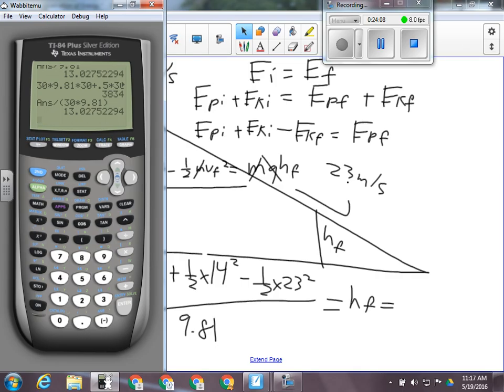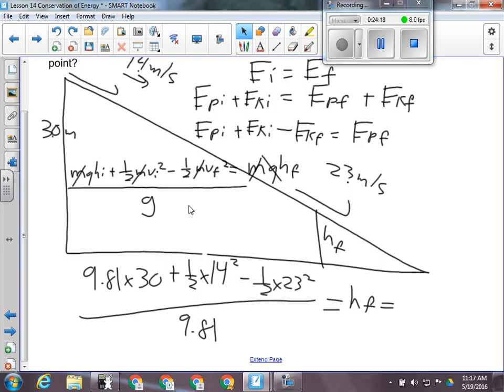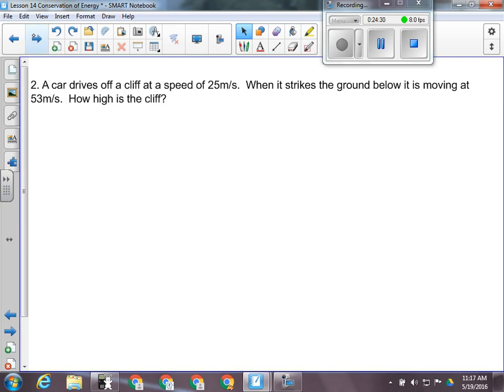But you can only cancel out mass if every term that you're using has mass in it. So up here, every term I was using was multiplied by m. There isn't going to be a situation like that I can think of, but yeah. All right, try that one.